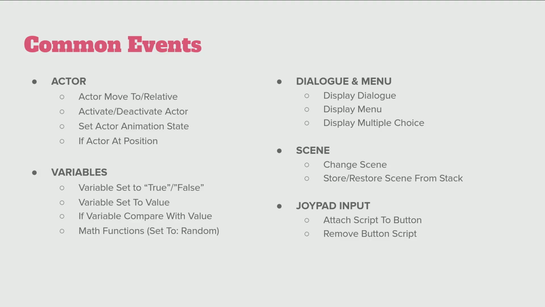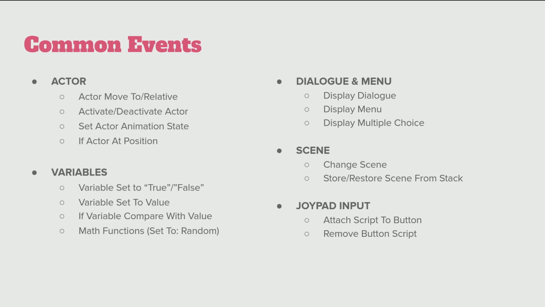Set actor animation state. If you create those extra animation states, like I said before, do a kickflip, die, whatever it is, you can call from their default animation state and switch them to the new animation state. But just remember, you'll probably have to switch them back afterwards. If actor at position is just checking, are they somewhere? And if so, do X, Y, Z.